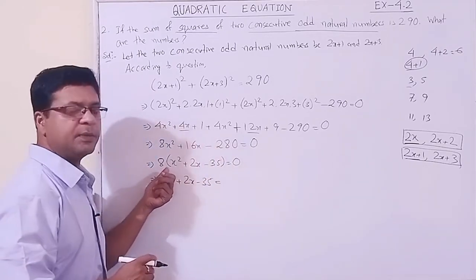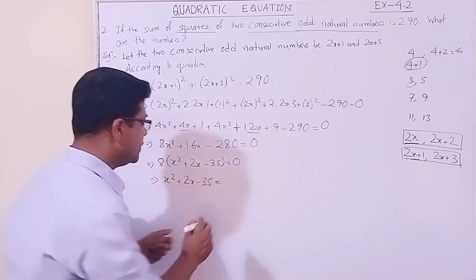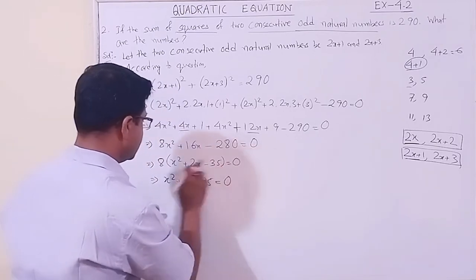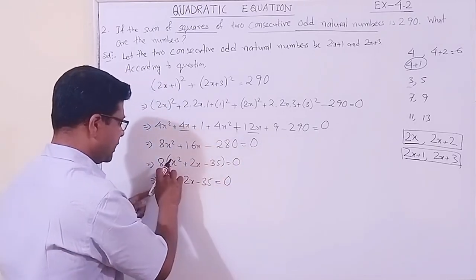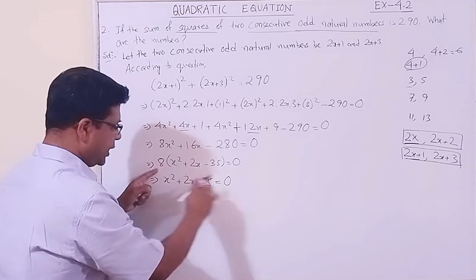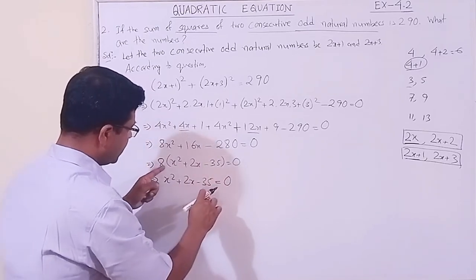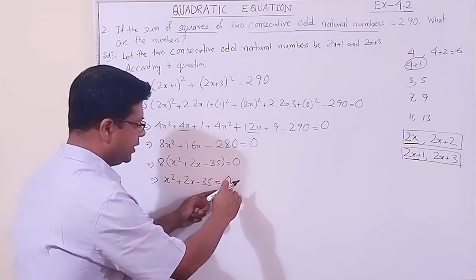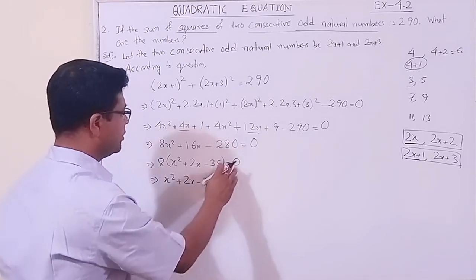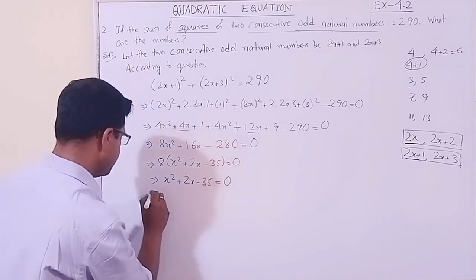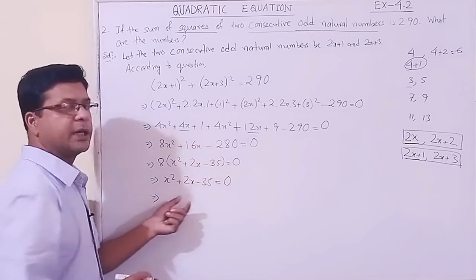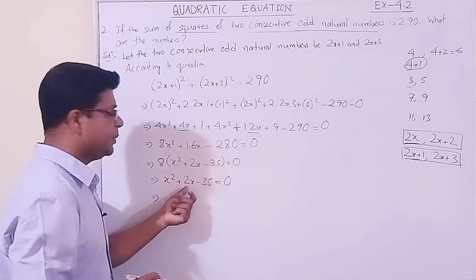This term 8 is multiplied on this side. If we bring it to the other side, 0 by 8, since 8 was multiplied on this side, when brought to the other side it will be divided. So 0 by 8 is 0. Now let us again factorize this by middle term splitting.